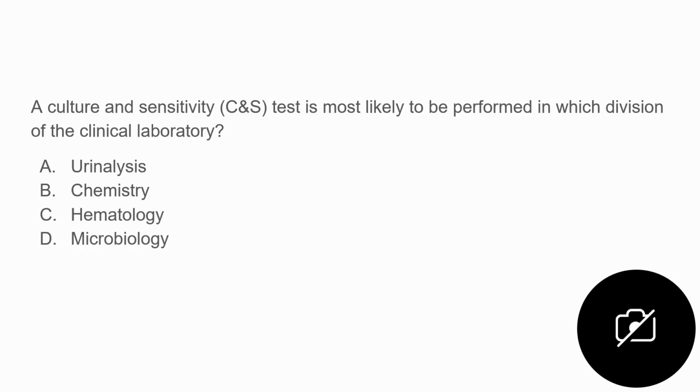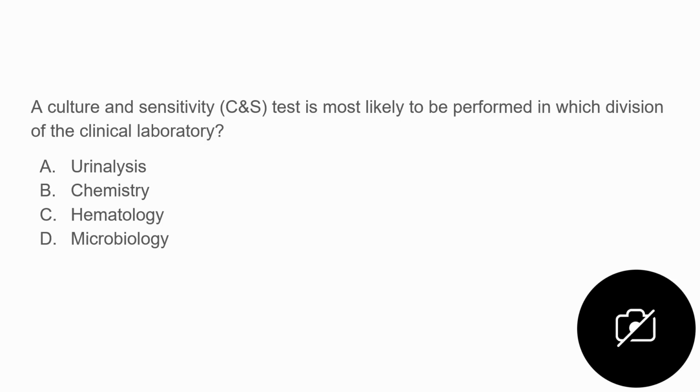Culture and sensitivity test is most likely to be performed in which division of the clinical laboratory? Well, to answer that question, you need to kind of know what a culture and sensitivity is. So maybe you've gone to the doctor's office with a sore throat and they did a little swab in your throat to check for strep throat. And you may see that they actually did two little swabs. One goes into the point of care CLIA waived rapid strep test, and that looks for antigens or little proteins that are consistent with streptococcal infection.